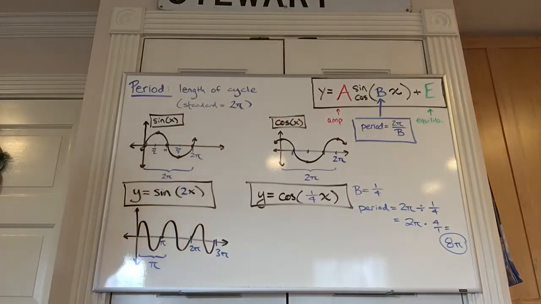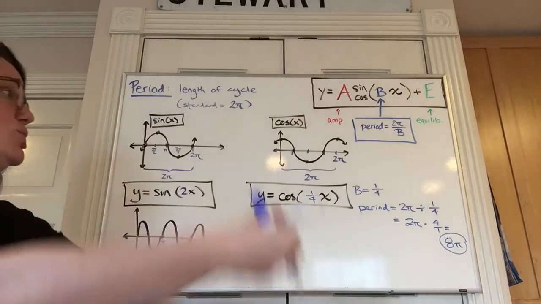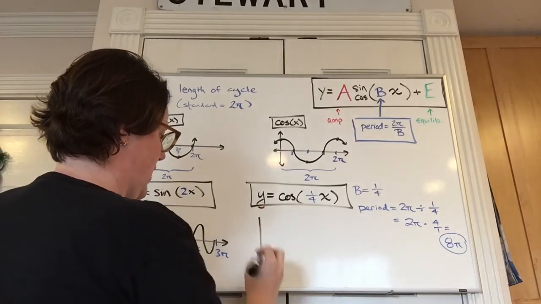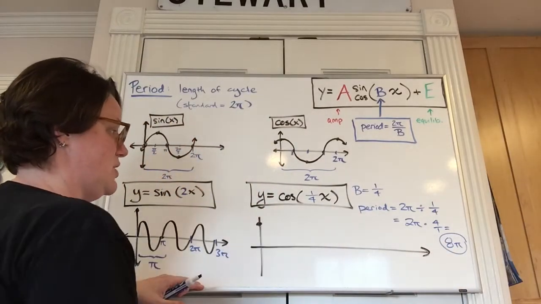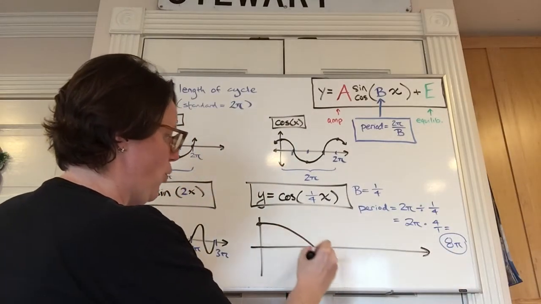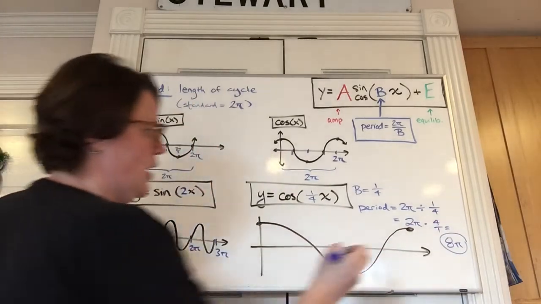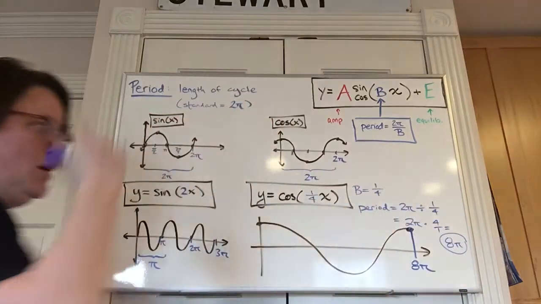That means the period is not 1/4 what it usually is. The period is 4 times longer than it usually is. So when I go to draw my cosine graph here, it's still going to look like a normal cosine graph. It's going to start at its maximum, but the period is 4 times as long. This graph really stretches out so that the length of a full cycle is now 8 pi.